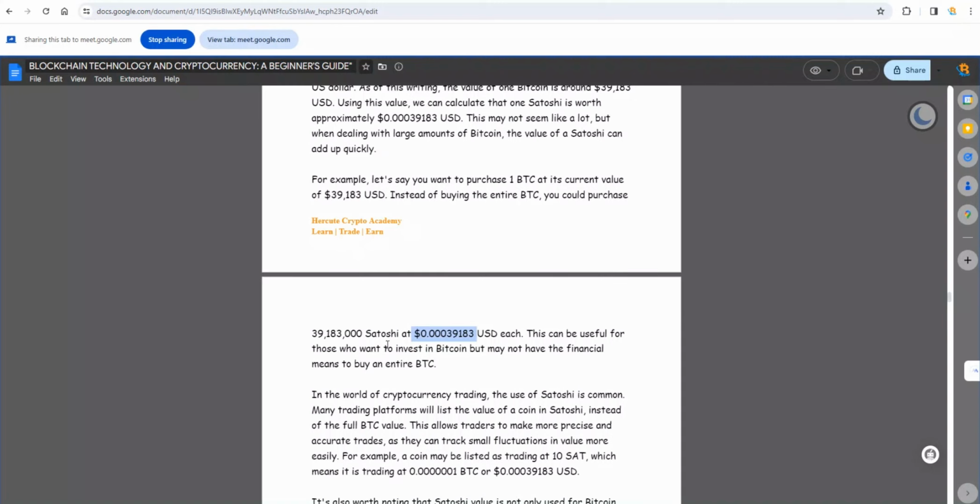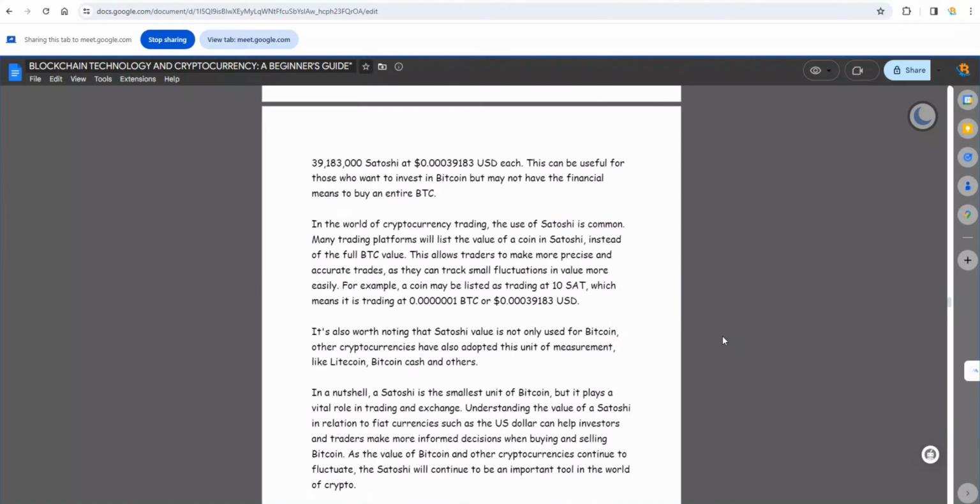Now, this can be useful for those who want to invest in Bitcoin but may not have the financial means to buy an entire Bitcoin. I've already explained this, so don't stress so much about these figures. Just know that one Satoshi is equivalent to 0.00000001, okay? It's divisible up to 8 decimal places.